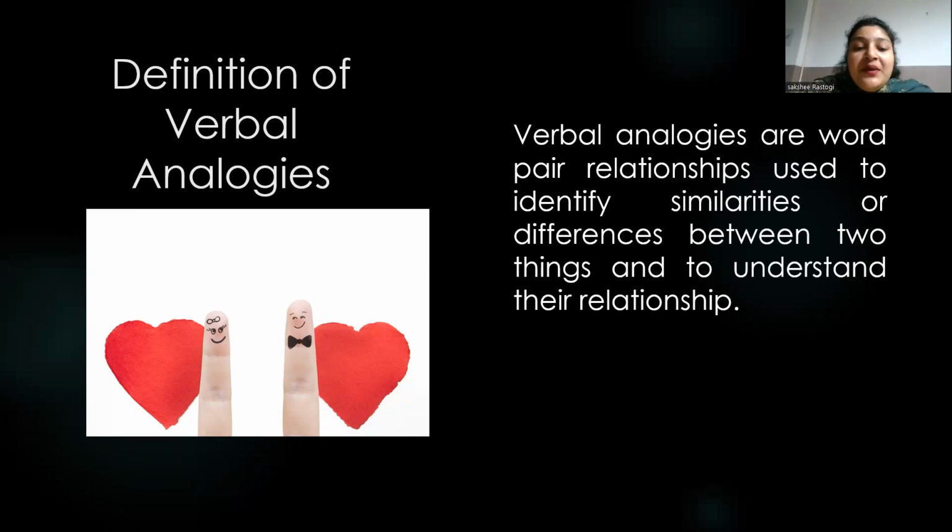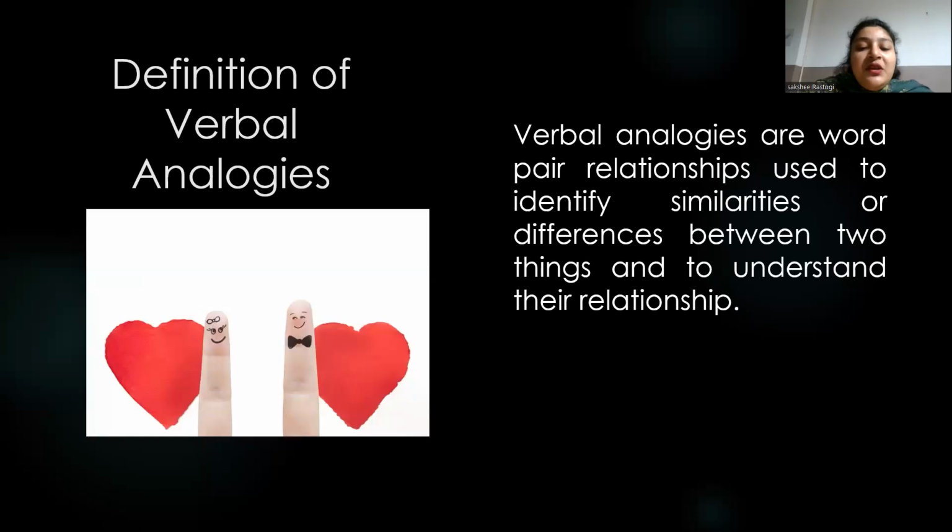Verbal analogies typically involve four elements: A, the first term; B, the second term; C, the third term; and D, the fourth term. The relationship between A and B is compared to the relationship between C and D. The goal is to identify the connections between the two pairs of words or concepts.